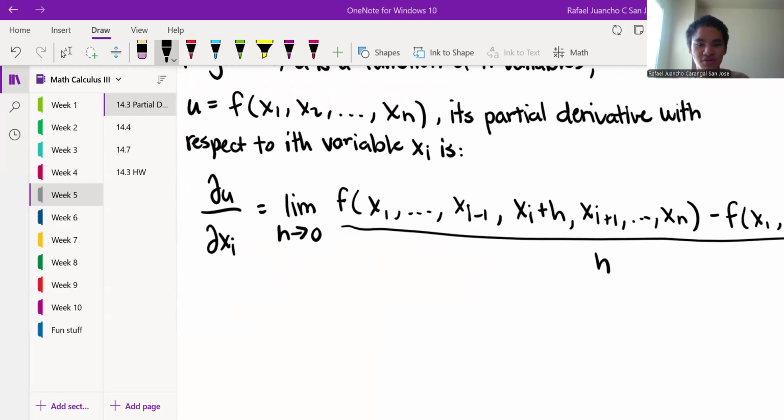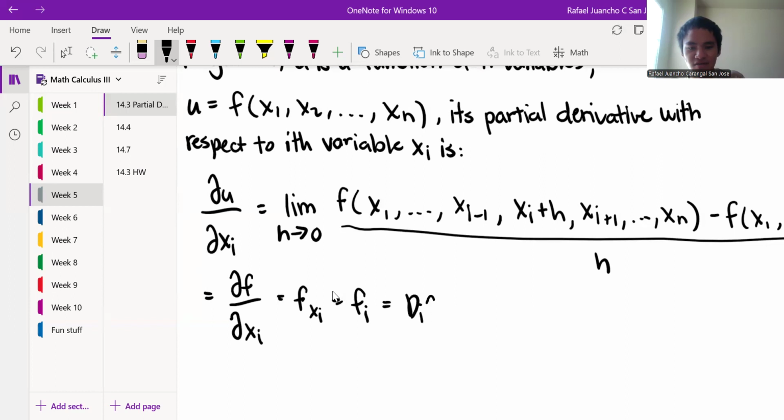There are also other notations to write it. So we can also write it like this. The partial of f with respect to that variable xi. We could even write it as f sub x sub i. We could write it as f sub i or D sub i or D sub i f, right?